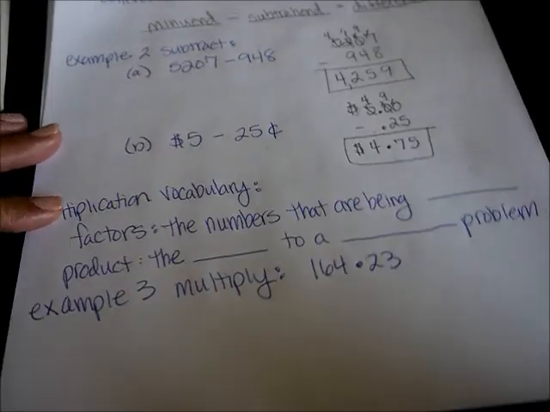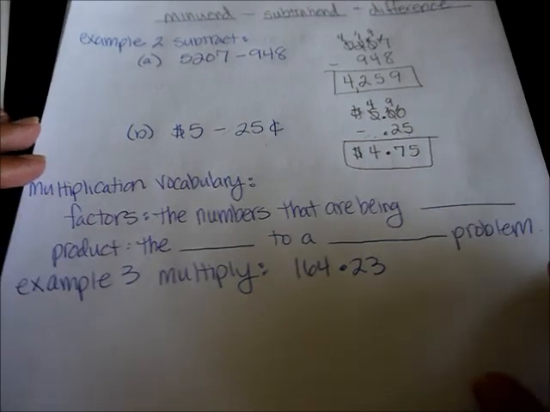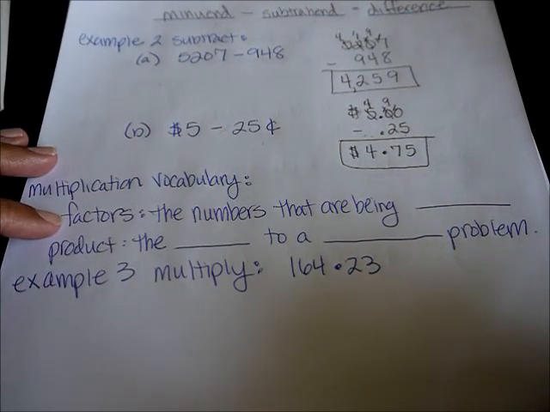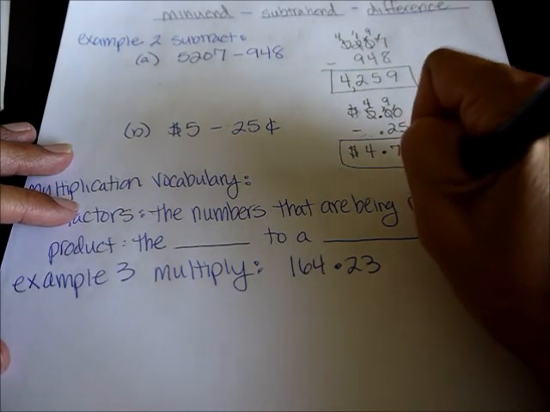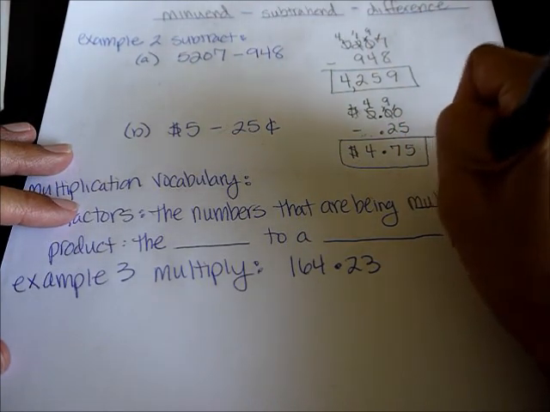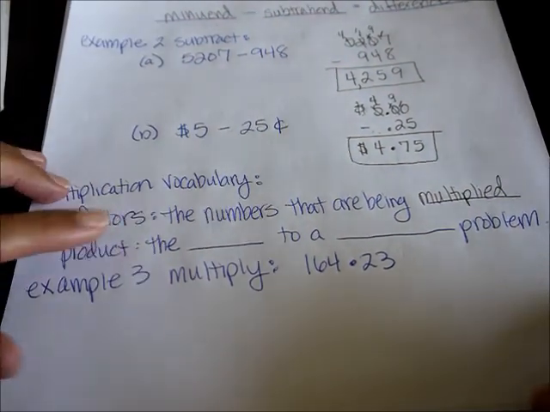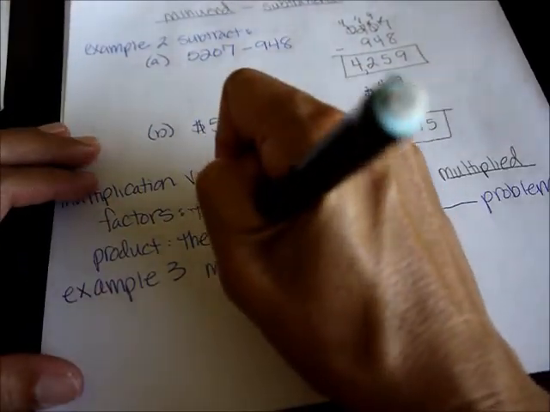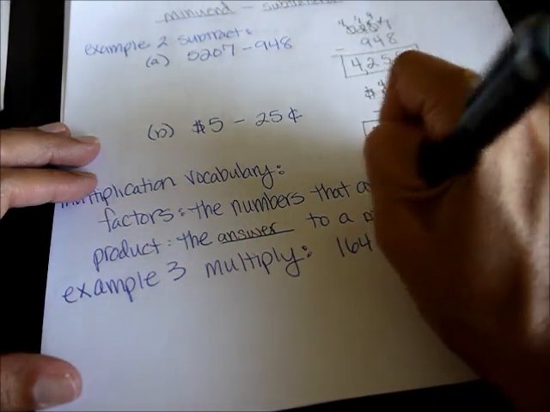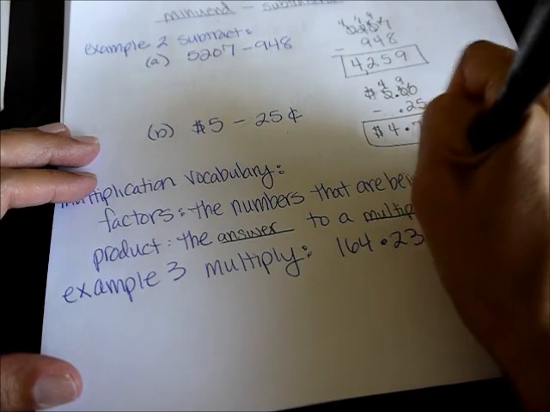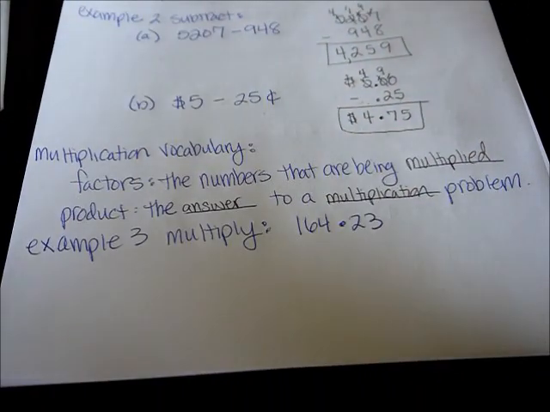All right, now we're going to take multiplication. So we've done adding and subtracting, and now we're going to talk about multiplication. Multiplication has factors. Factors are the numbers that are being multiplied. Okay, the product is the answer to a multiplication problem.